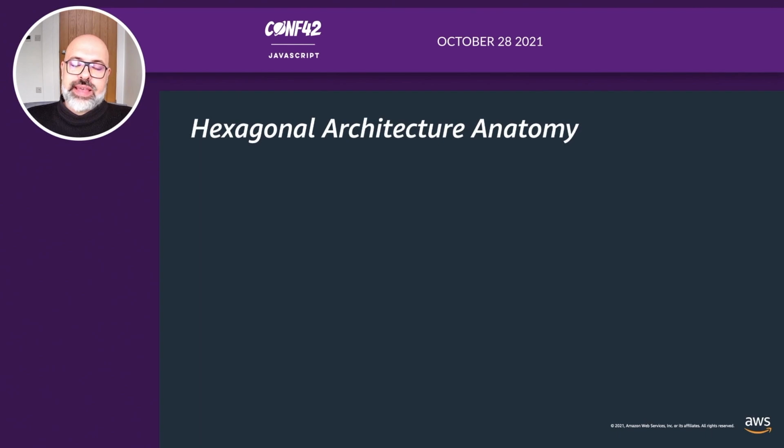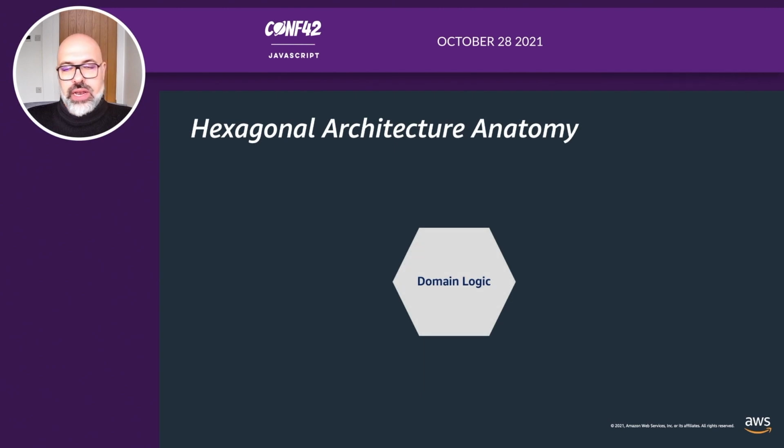Let's try to understand the key parts of a hexagonal architecture. The first part is the domain logic. The domain logic is the part where we are encapsulating what our AWS Lambda, in this case, should do. And therefore, we are mapping where the real value lies in our workloads. In this way, we are basically focusing our efforts on creating the logic that will allow us to retrieve information and react to requests that are coming from a client or another service.